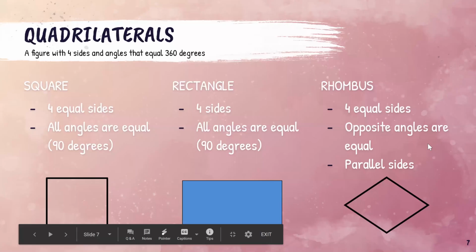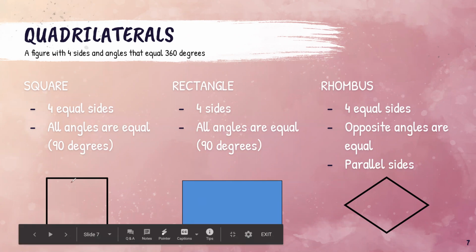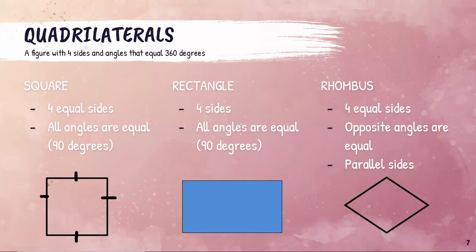Now we're going to go through some quadrilaterals. A quadrilateral is a figure with 4 sides and angles that equal 360 degrees. First we're going to look at a square. It has 4 equal sides, so every single side length is the same size here. All of its angles are equal, and they're all 90 degrees, so you would draw the little 90-degree symbol here. Obviously all its lines are perpendicular because they all make 90-degree angles.